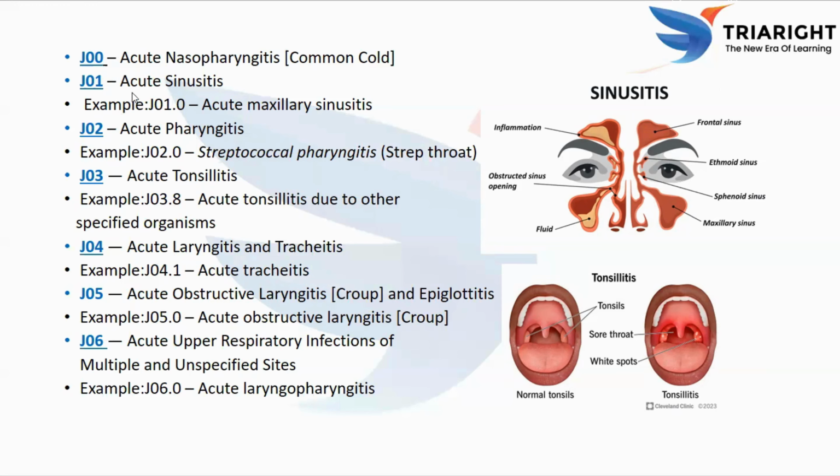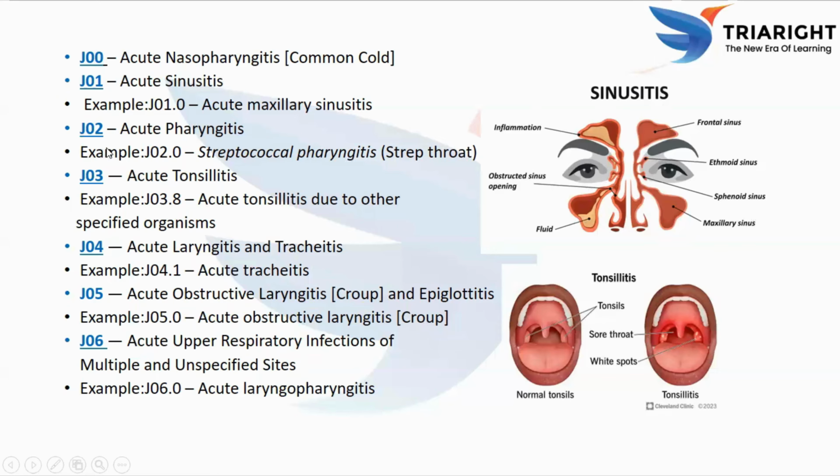Coming to J01, acute sinusitis, it is the infection and inflammation of the sinuses. Sinuses are the air spaces in the skull. An example is J01.0, acute maxillary sinusitis, meaning infection in the maxillary sinus. Whenever the provider documents acute maxillary sinusitis, assign the specific code J01.0. The symptoms are facial pain, nasal blockage, headache, and thick mucus. This diagram shows the sinus inflammation and mucus buildup.